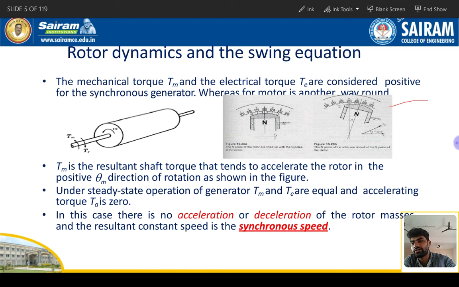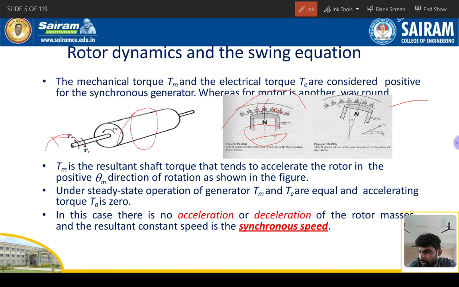Just consider this is a rotor, okay. This part is the rotor, and this one is the stator. Stator slots will be present along with the stator armature conductor. This circle is the rotor, and that is the stator armature conductor, right. So, Tm is the resultant shaft torque that tends to accelerate the rotor in the positive theta m direction of rotation as shown in the figure. So, this rotation is positive, and under steady state operation of the generator, Tm and Te are equal.